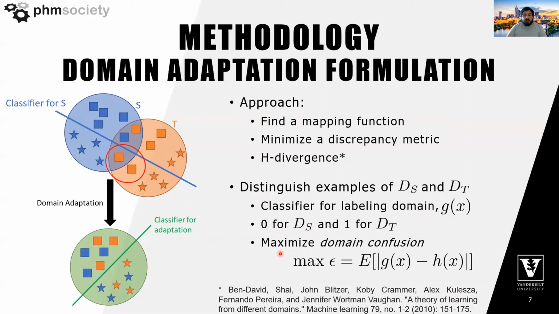Then the objective is maximizing the error between the learned model, G(x), and the true model, H(x). In other words, we want the classifier not to be able to distinguish between the two domains. With the maximum domain confusion, the classifier will think every example is coming from the source domain. This is a nice way to minimize the probabilistic discrepancy between the two domains.